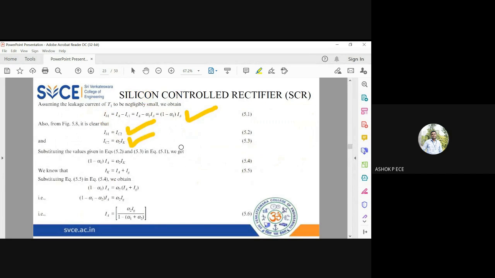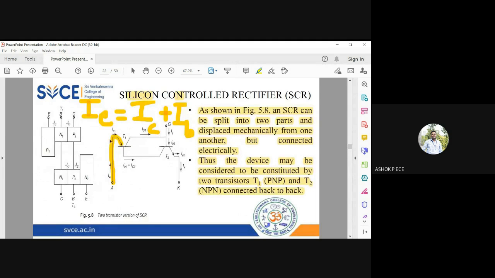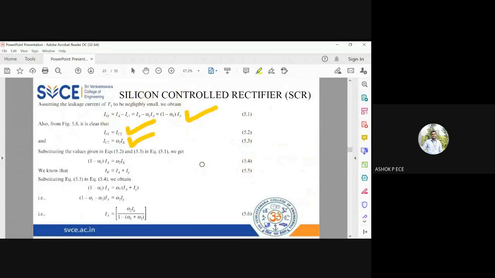See, all the emitter currents are the same as the anode and cathode currents. So IE1 is equal to IA, IE2 equal to IK. So wherever I have the opportunity to replace the emitter current, I can replace IE1 by IA and IE2 by IK. Now substitute equations 5.2 and 5.3 in 5.1.